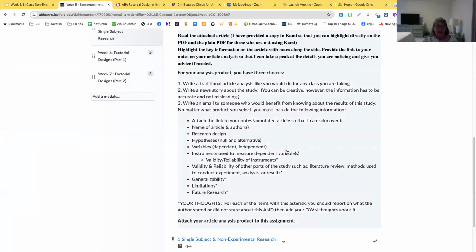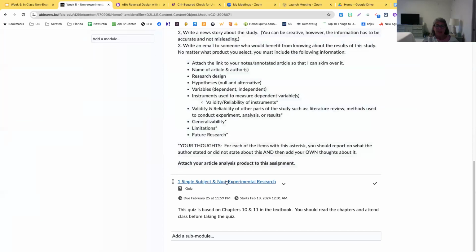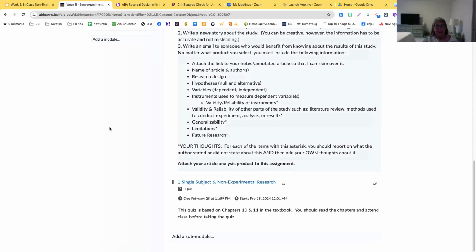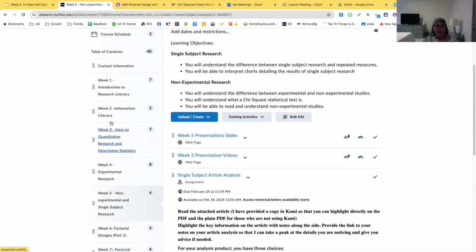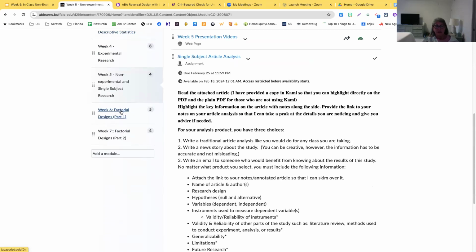And then the other thing that you'll have, there is a quiz on single subject and non-experimental. And remember that you can take it a second time. If you miss something, you can take it a second time and get them right. Next week, we're going to be starting with ANOVAs and factorial designs, and we're going to spend 2 or 3 weeks on this because this is what is most common and also most confusing for some students. So we're going to break it down.